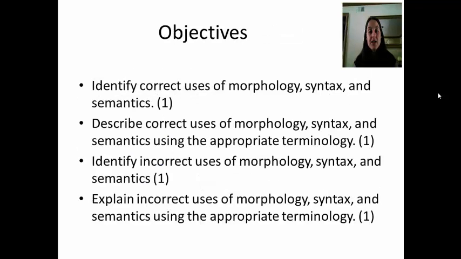Okay, so again, the objectives of this week's session was for you to be able to identify the correct uses of the morphology, syntax, and semantics subsystems. I also wanted you to be able to describe the correct uses of these subsystems. I then wanted you to identify incorrect uses and also be able to describe those incorrect uses. Okay? Hopefully you'll be able to do that given what we've covered over the last couple of weeks, and also based on the examples that I've given you in this PowerPoint, which should serve as models for you as you go about that task.